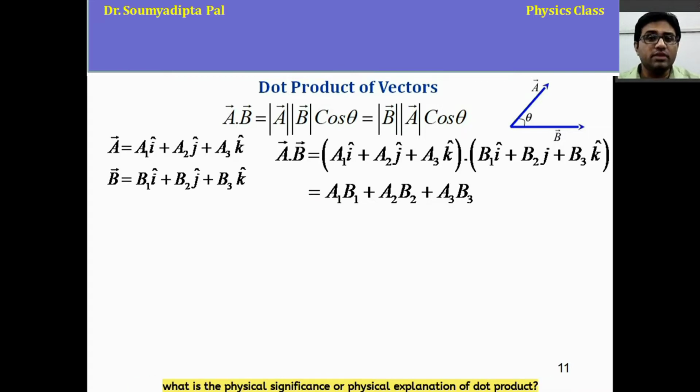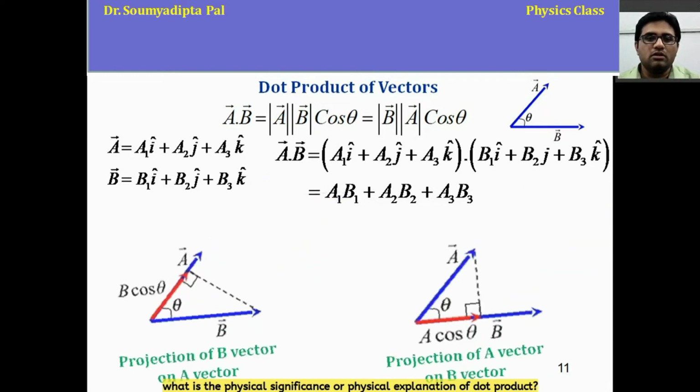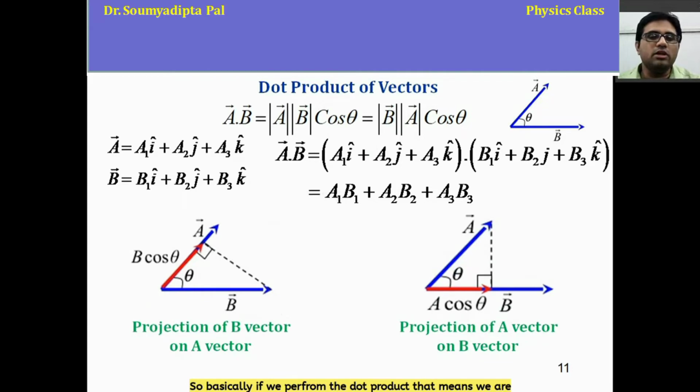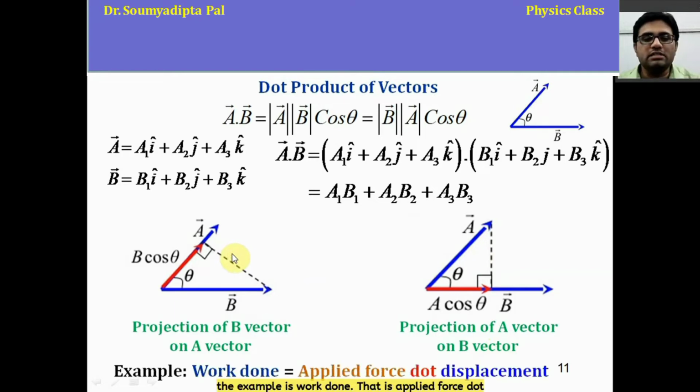Now what is the physical significance or physical explanation of dot product? Basically, if we perform the dot product, we are taking the projection of B vector on A vector or the projection of A vector on B vector. In both cases, the value will be the same. Now the example is work done, that is applied force dot displacement. The dot product of applied force and displacement will give us the work done. So work done is a scalar quantity, right?